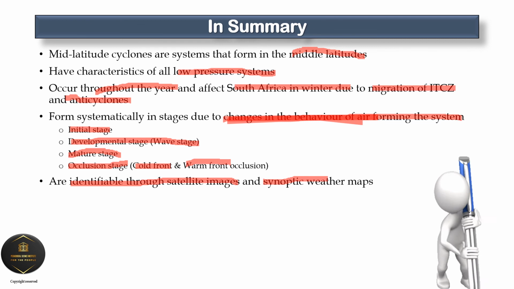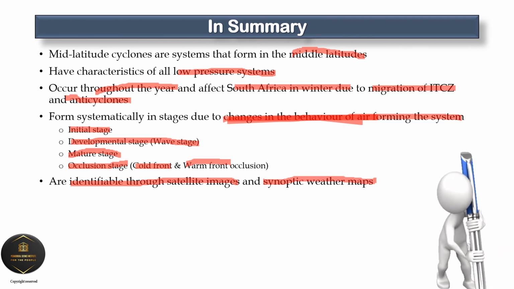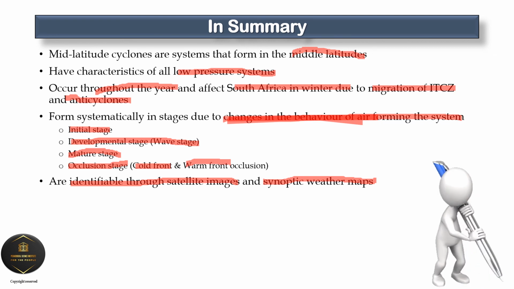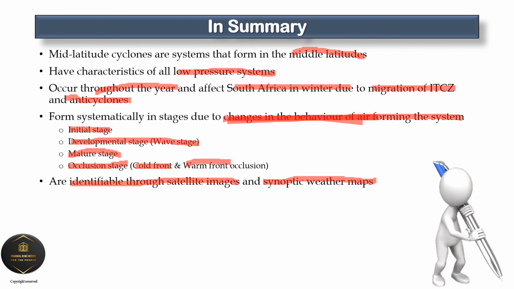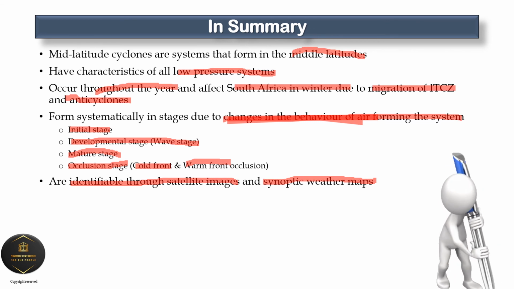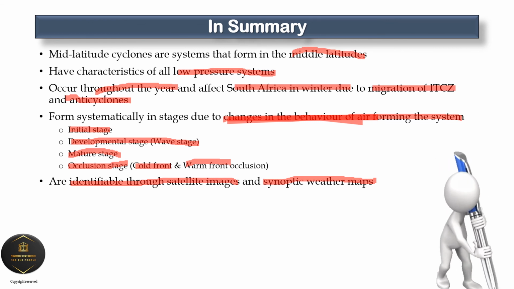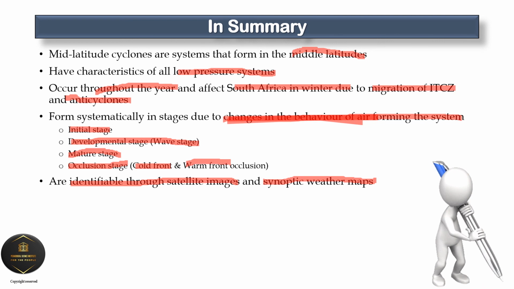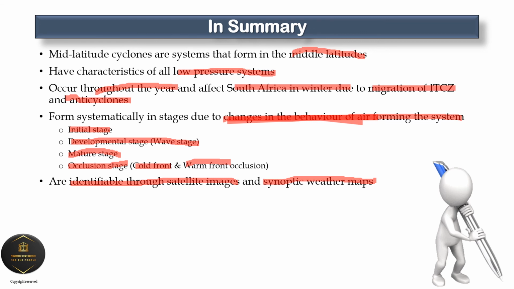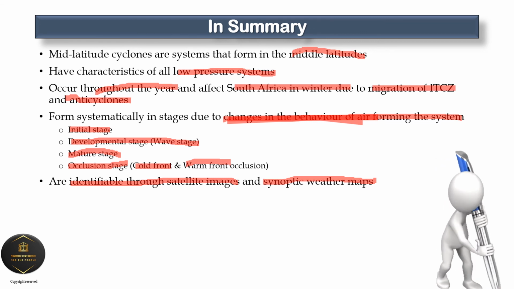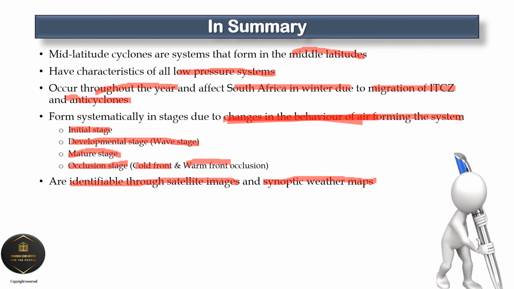Then with synoptic weather maps, you need to think about the isobaric patterns, how pressure is decreasing as you go towards the center of the system, and the different conditions that will be associated with the different fronts. You also need to be able to identify a cold front, a warm front, and an occluded front on a synoptic weather map, and be able to answer questions when asked about that.